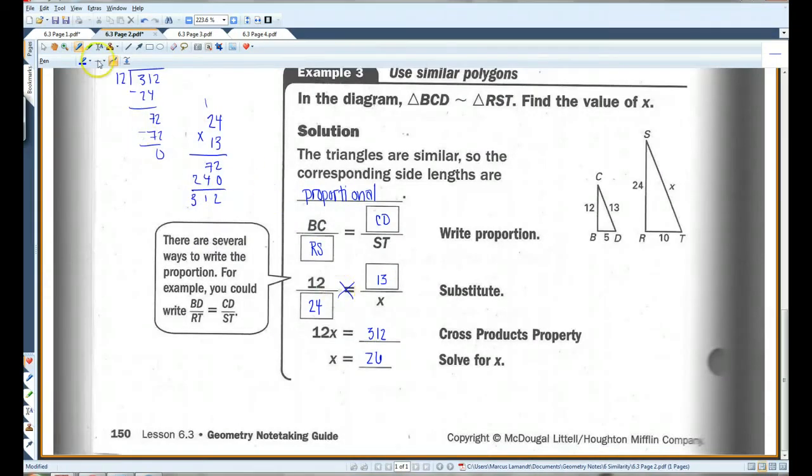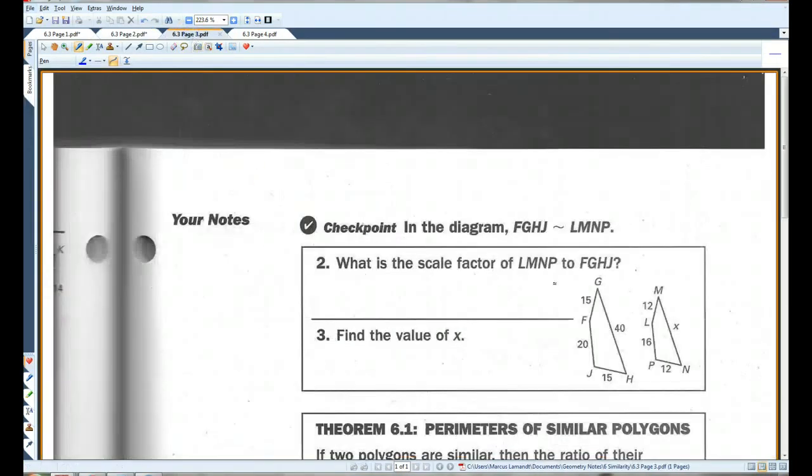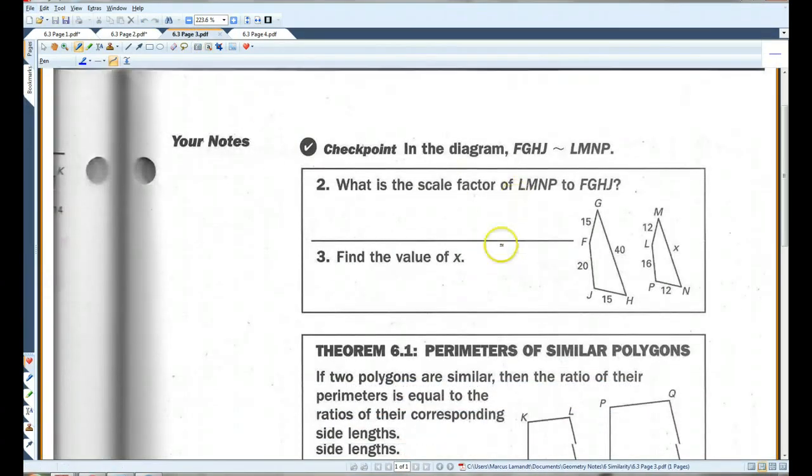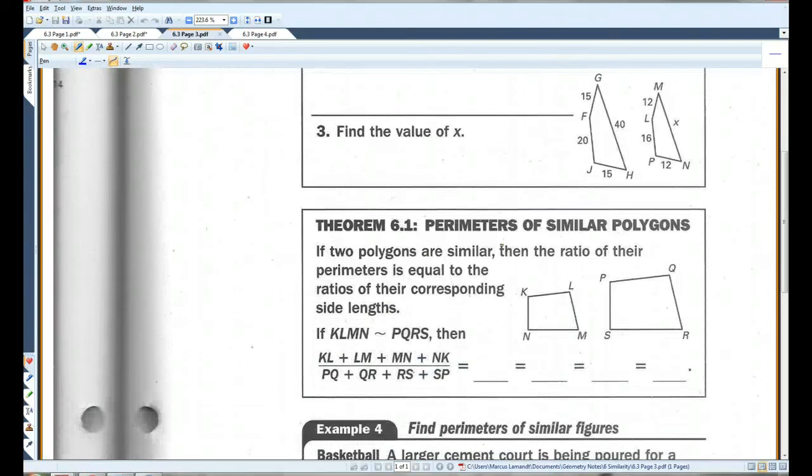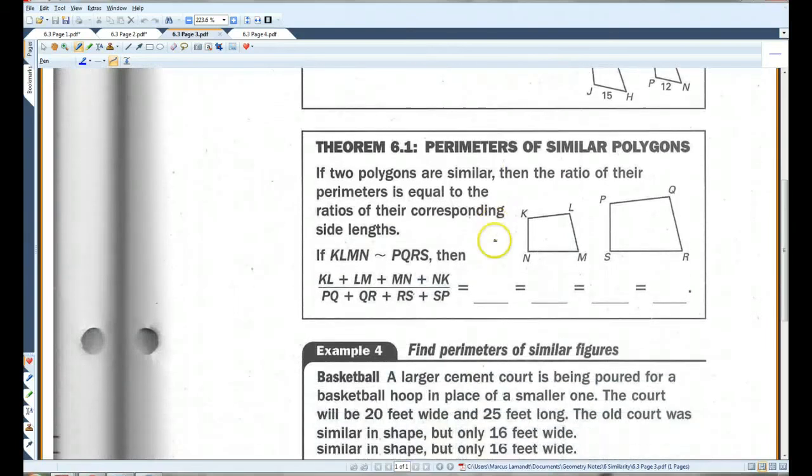Alright, page 3. I'll let you guys do this checkpoint. Theorem 6.1, perimeters of similar polygons. If two polygons are similar, then the ratio of their perimeters is equal to the ratios of their corresponding side lengths. So basically, let's say that this has a scale factor of 2 to 3. That means that if you were to simplify each of the fractions that make up the ratios of the sides, you would get 2 to 3.